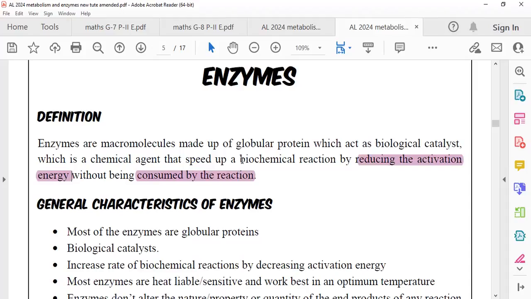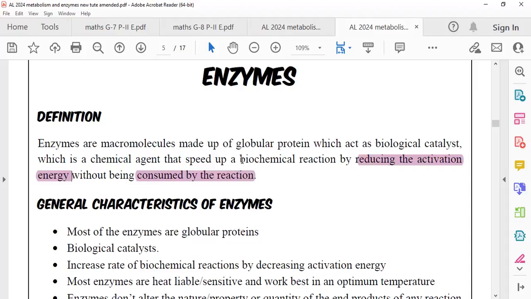So these two properties are normal catalyst properties. Any catalyst does these two things. What are the two common characteristics of a catalyst? Reducing the activation energy, and not being consumed during the reaction.